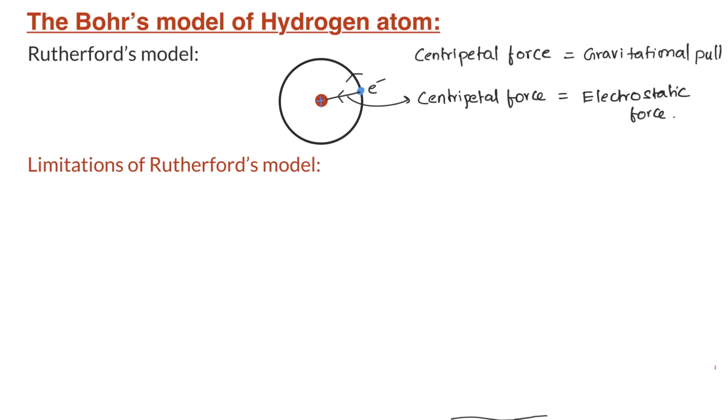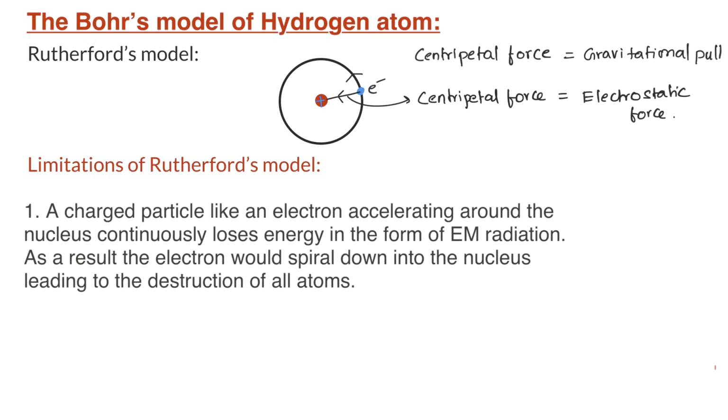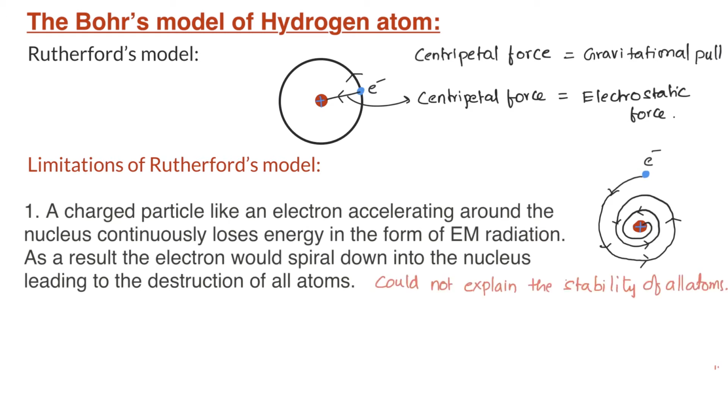According to classical laws of physics, a charged particle like an electron accelerating around the nucleus continuously loses energy in the form of electromagnetic radiation. As a result, the electron would spiral down into the nucleus, leading to the destruction of all atoms. However, the world as we see it is made up of atoms that do not collapse spontaneously. So, Rutherford's model could not explain the stability of atoms. That is, why are atoms stable?